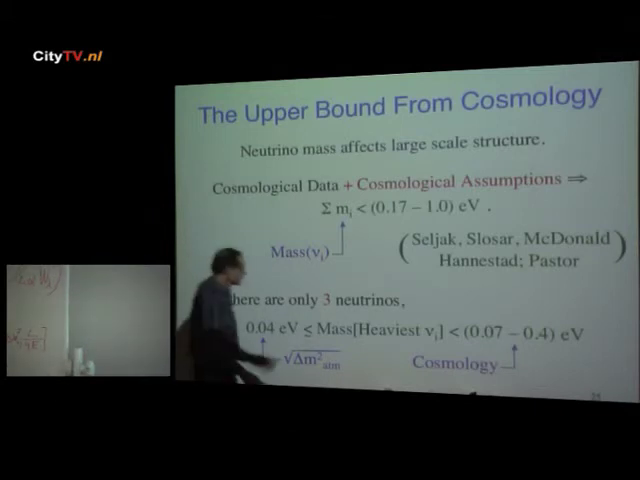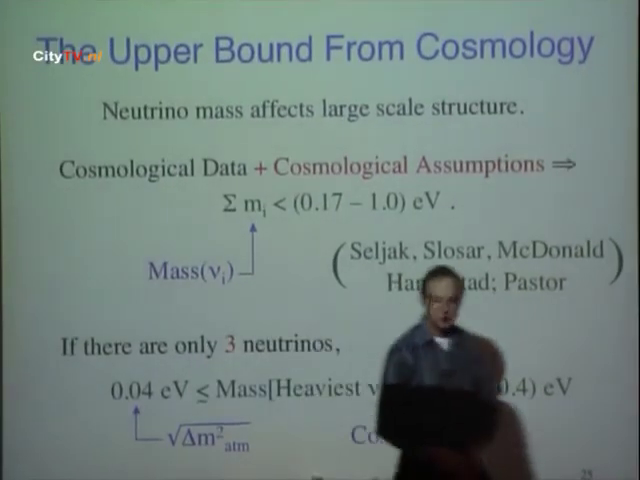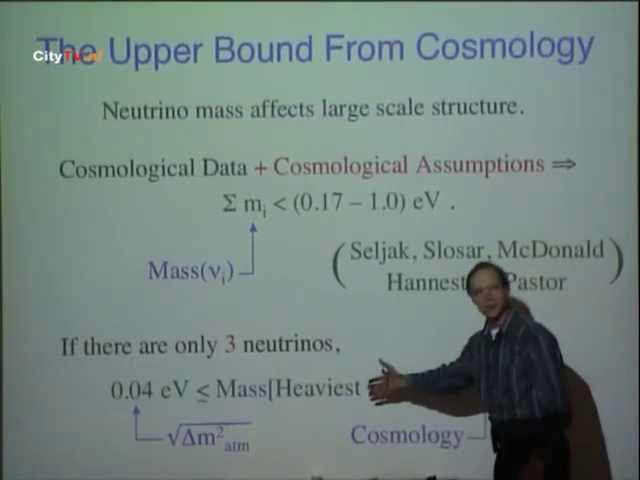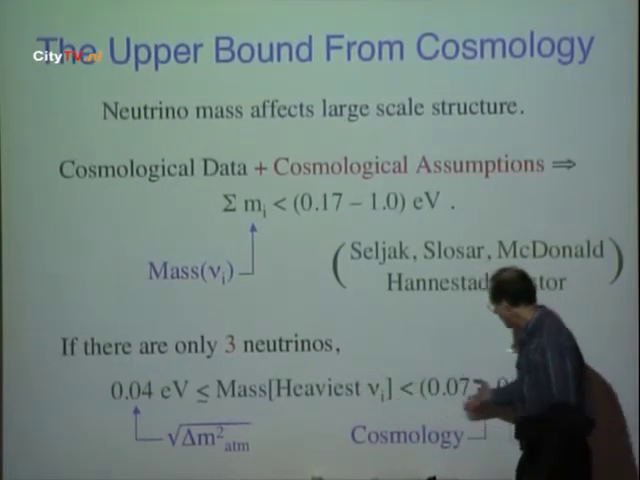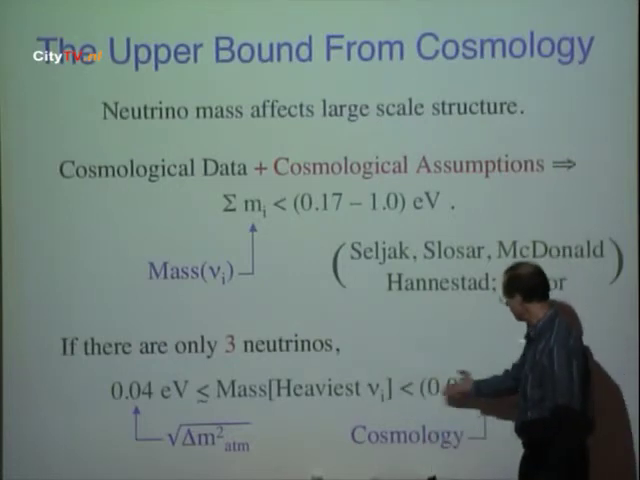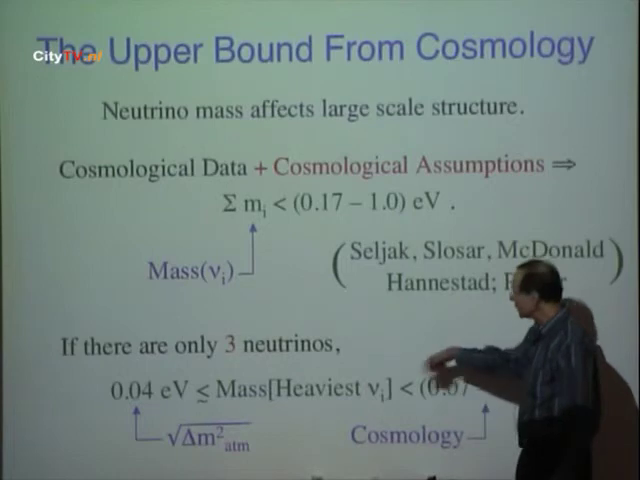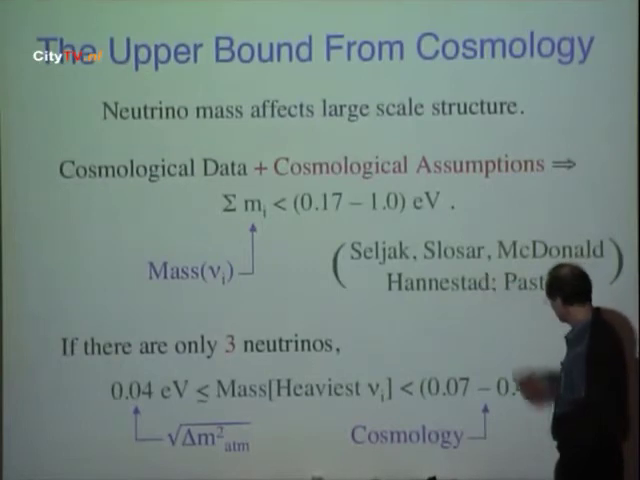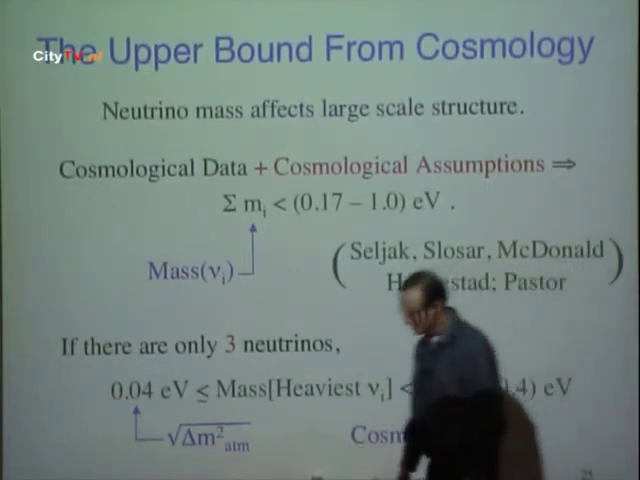So if the 0.17 can be believed, then we already know the mass of the heaviest member of the spectrum. It's something like 0.05 electron volts. It's between 0.04 and 0.07. And once you know the heaviest mass, we do know the splittings. We can now determine the lighter masses too. On the other hand, if it's this more conservative bound, then there's an order of magnitude difference between these two.